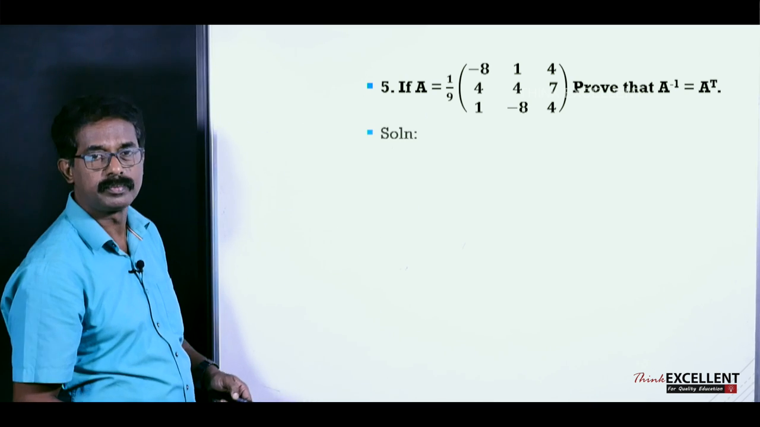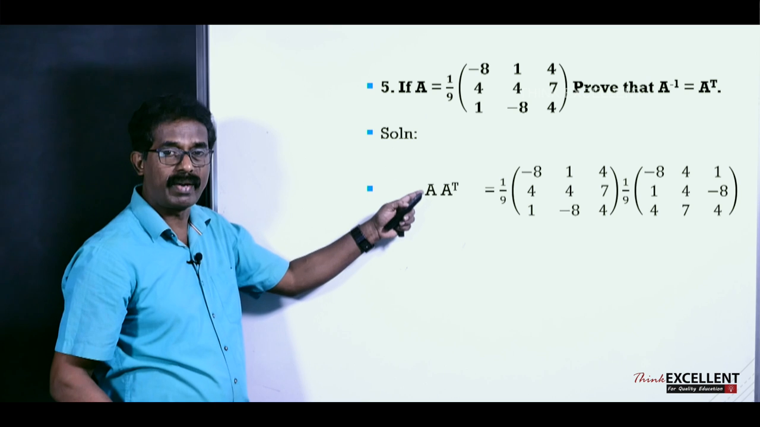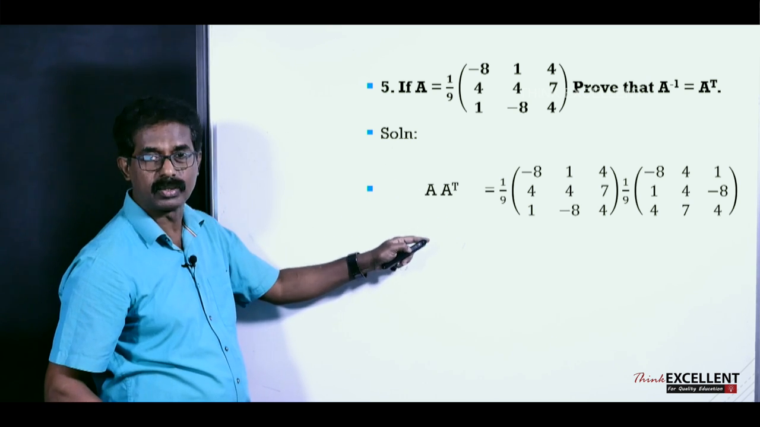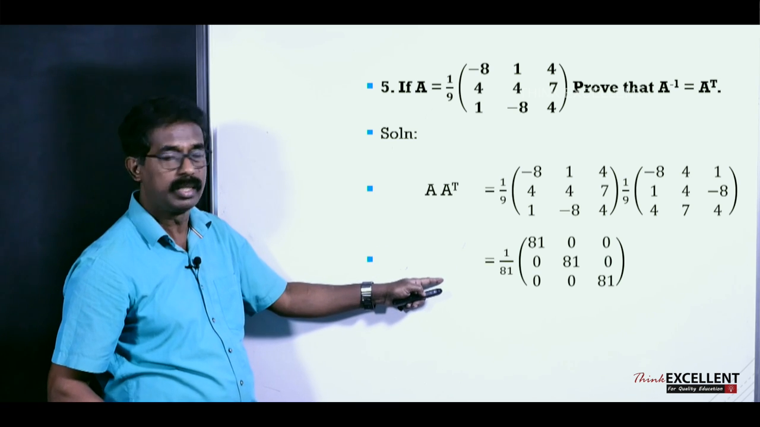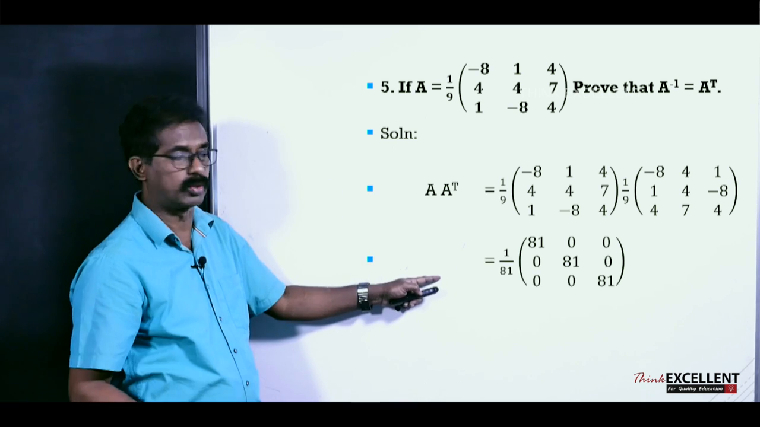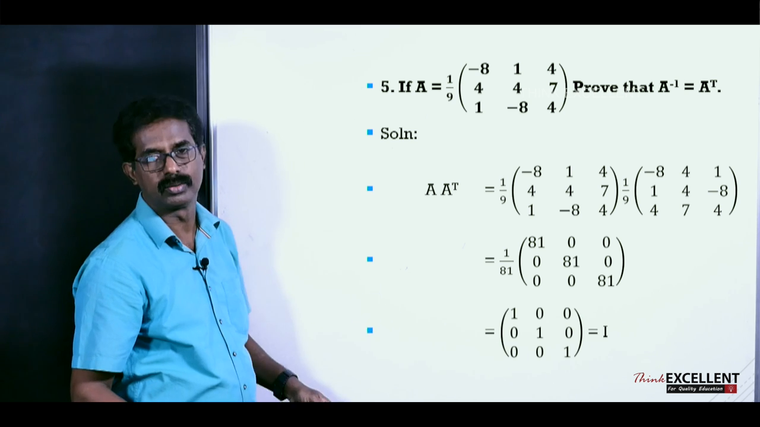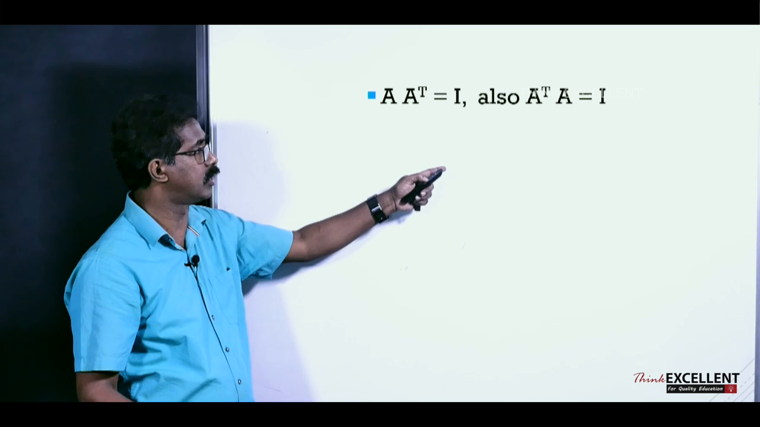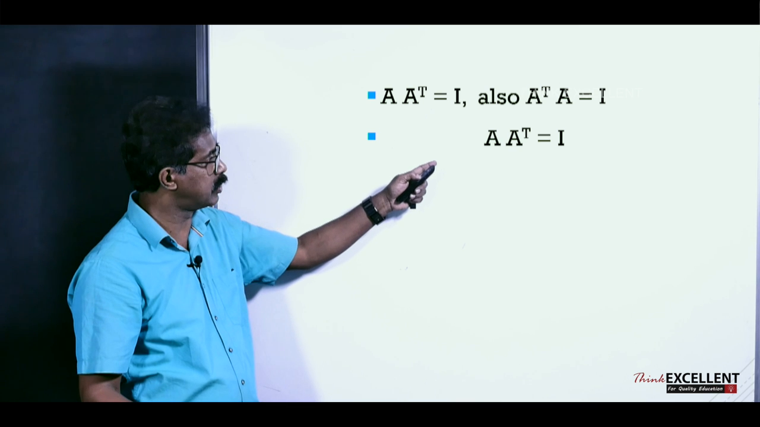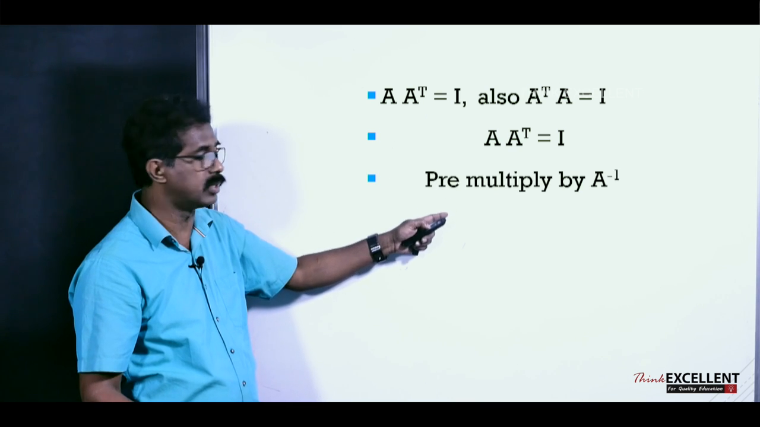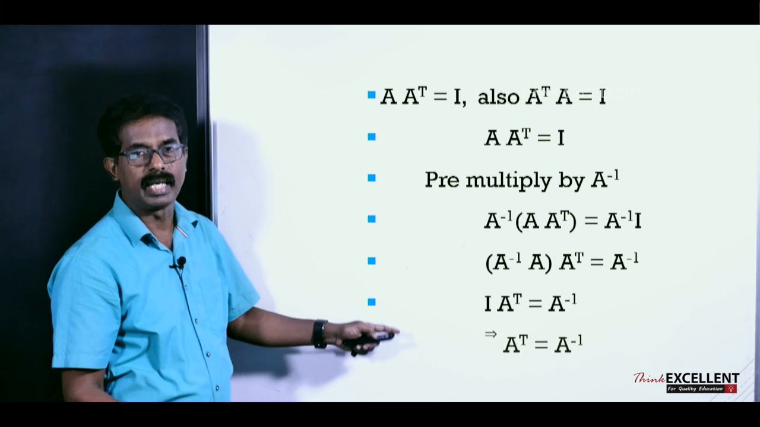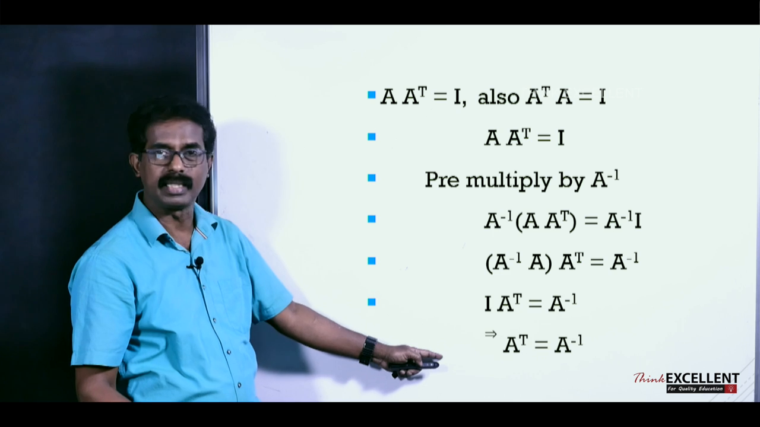Look at the steps again. We find A into A transpose. A you write, A transpose, 1 by 9 you write as it is. So 1 by 9 into 1 by 9 is 1 by 81. When you multiply, you have to check that calculation. Simplify, you get I. So A into A transpose is I. Also, you can say A transpose into A is also I. Now take the first one alone: A into A transpose is I. Then pre-multiply by A inverse, with all the steps I explained earlier. Finally you get A transpose is equal to A inverse.